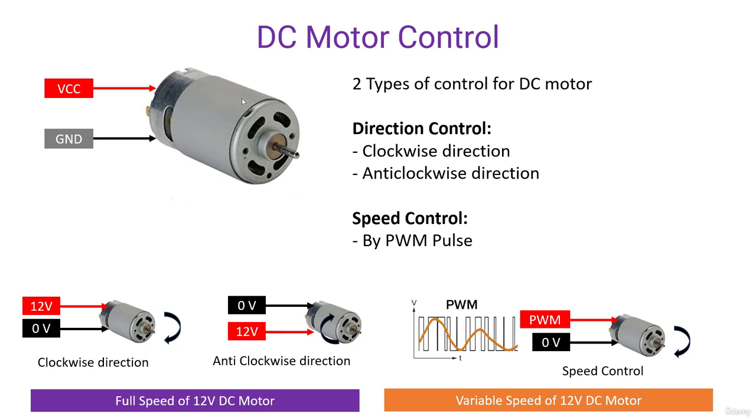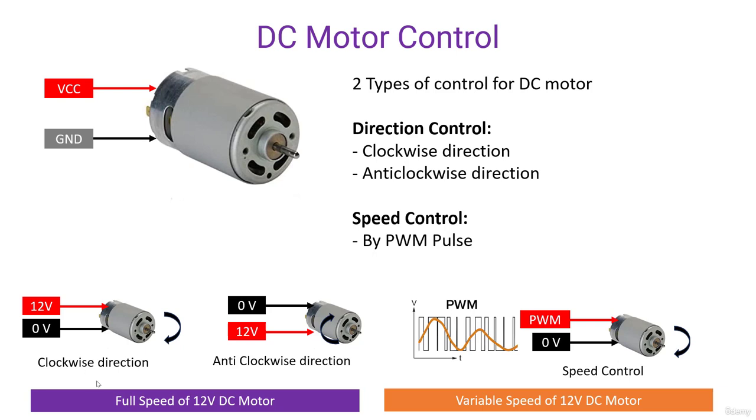With this DC motor, we have two types of control. The first one is direction control. It can move clockwise or anti-clockwise. And the second type of control is speed control. You can control what RPM you want to obtain here using a PWM pulse.